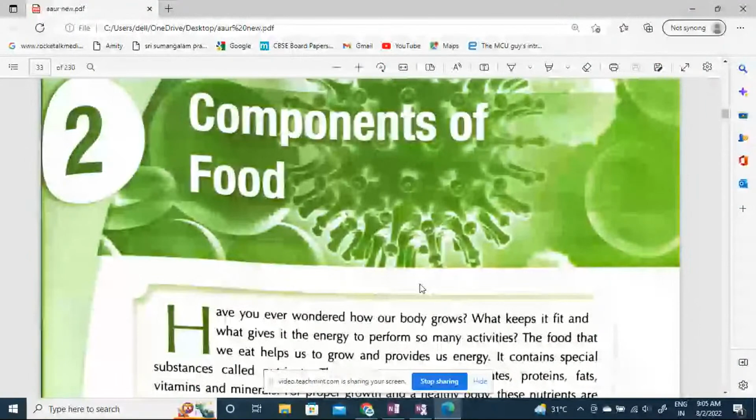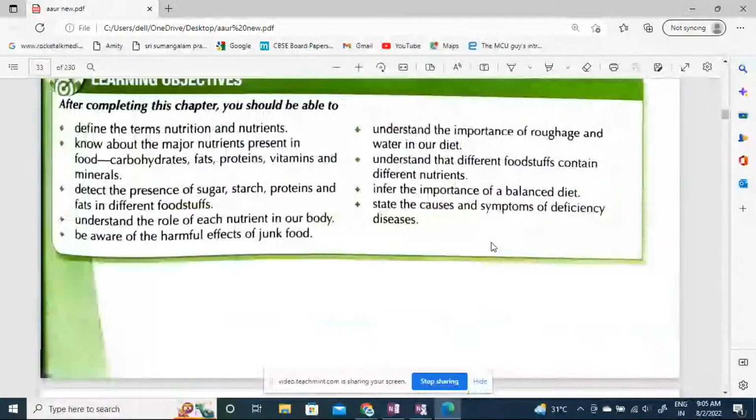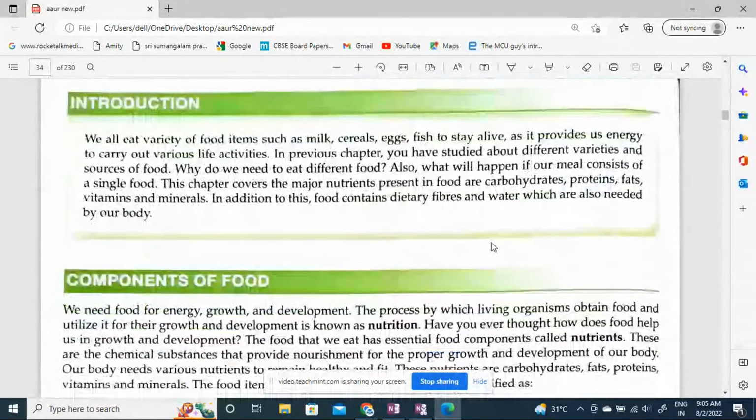Okay, I'm going to start sharing my screen along with you. The name of the lesson is components of food. I have got that. Yeah. This is the lesson. In the components of food, we eat a variety of food items such as milk, cereals, eggs, etc.